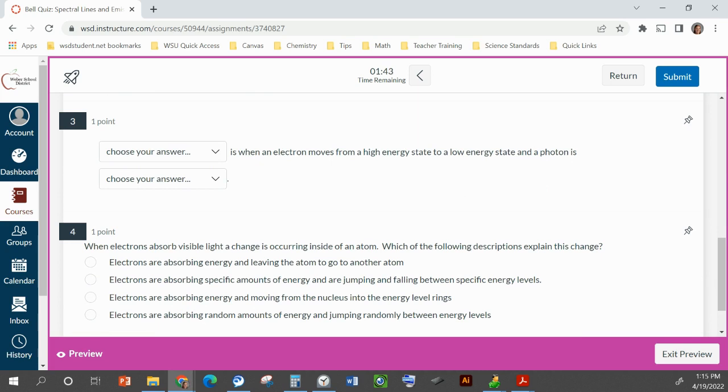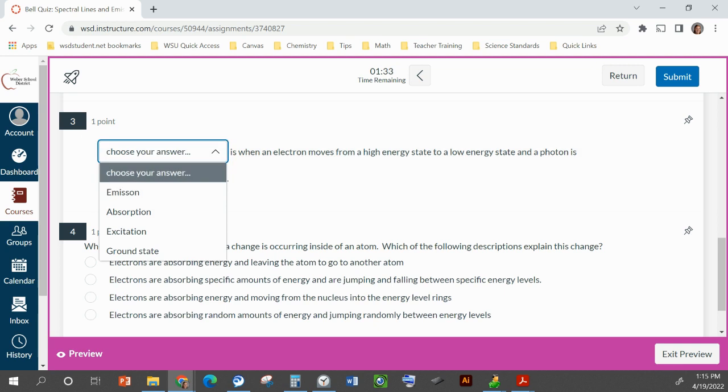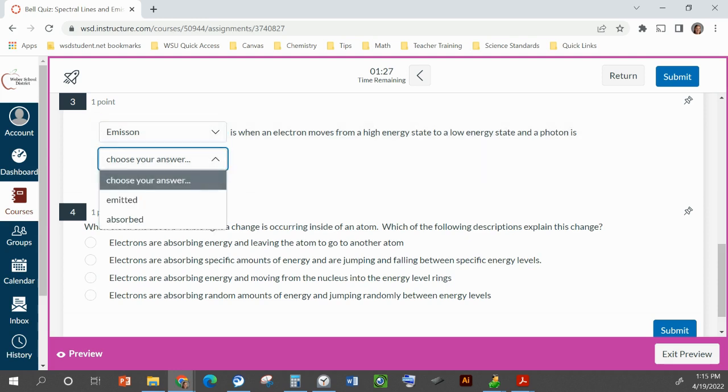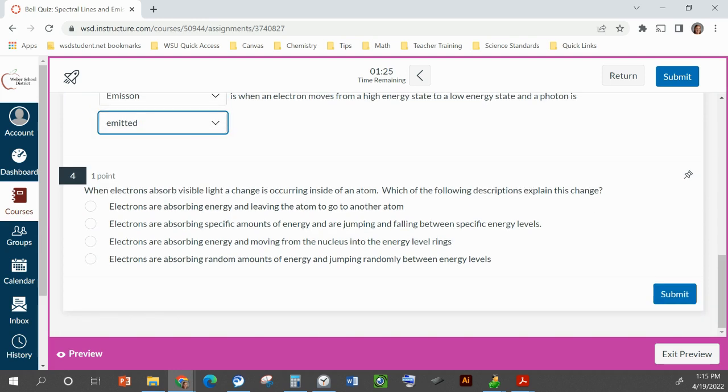All right, next question. Blank is when an electron moves from a high energy state to a low energy state, and a photon is blank. So I just told you that right now. That's emission. When you go from a high energy state to a low energy state, that's called emission, and a photon is emitted.